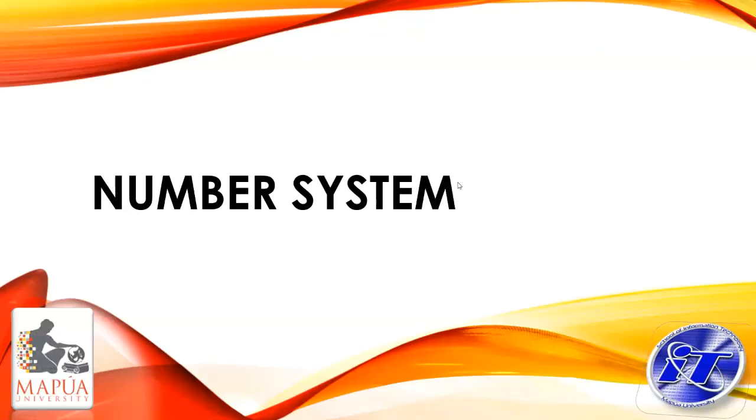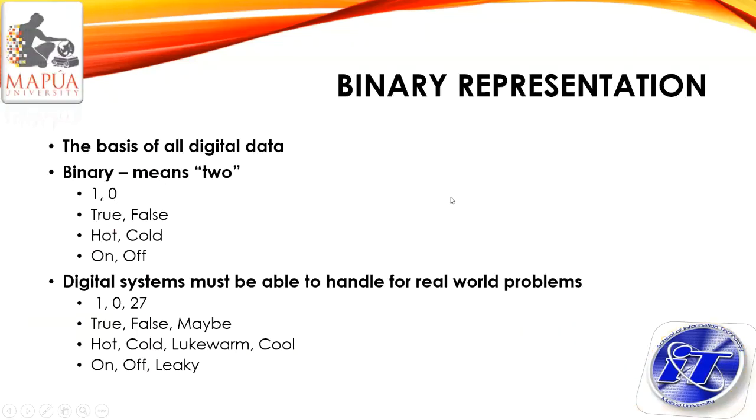Let us continue our discussion about number system. So let's discuss first what is binary representation. Basically, in digital system, all data, all input will be transformed into binary, into two states, because binary is the language of our digital system. It is the only representation that can be understood by our digital system.